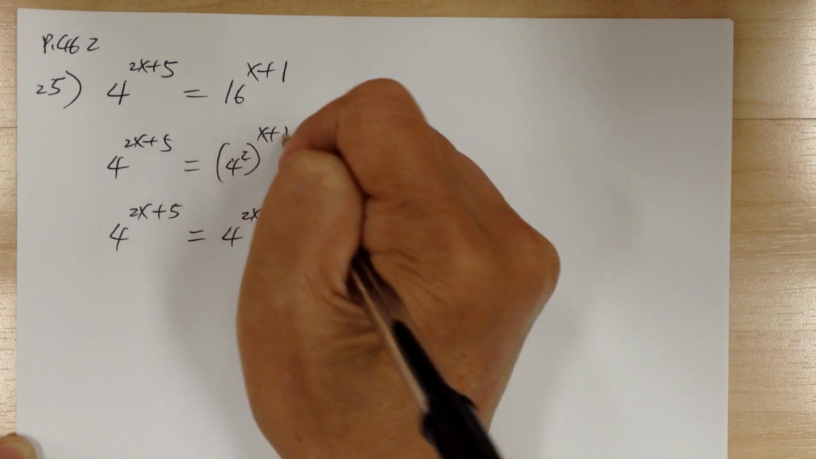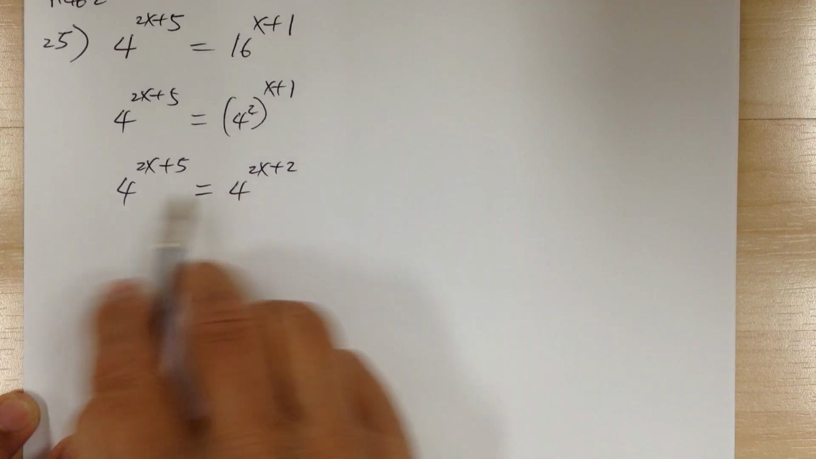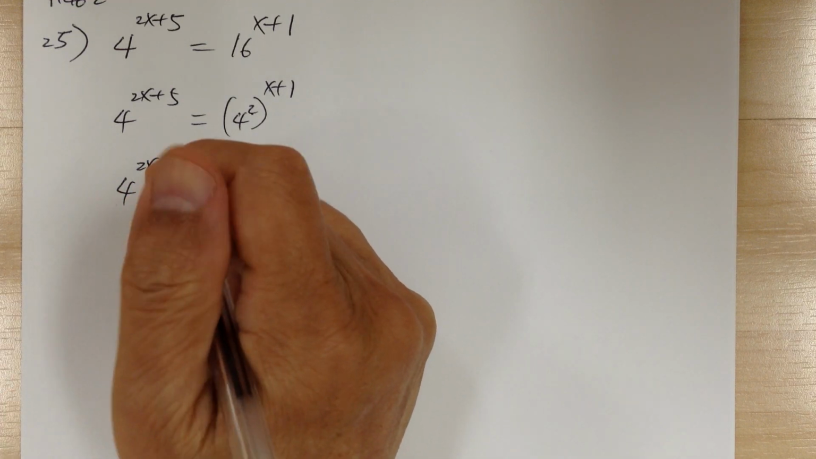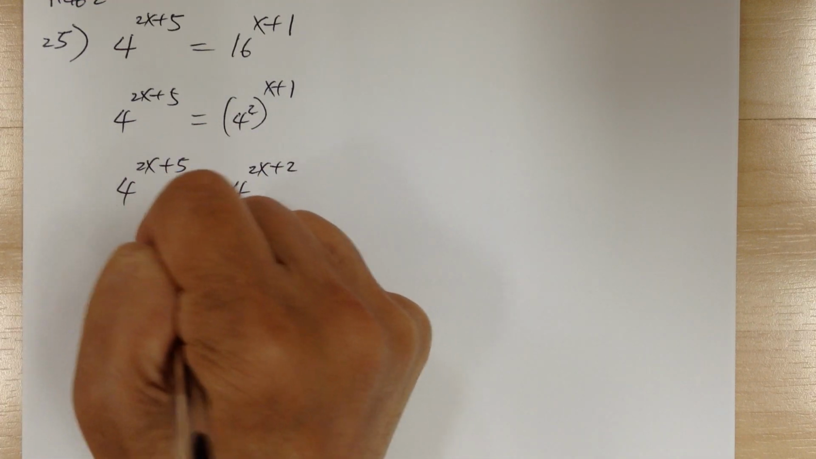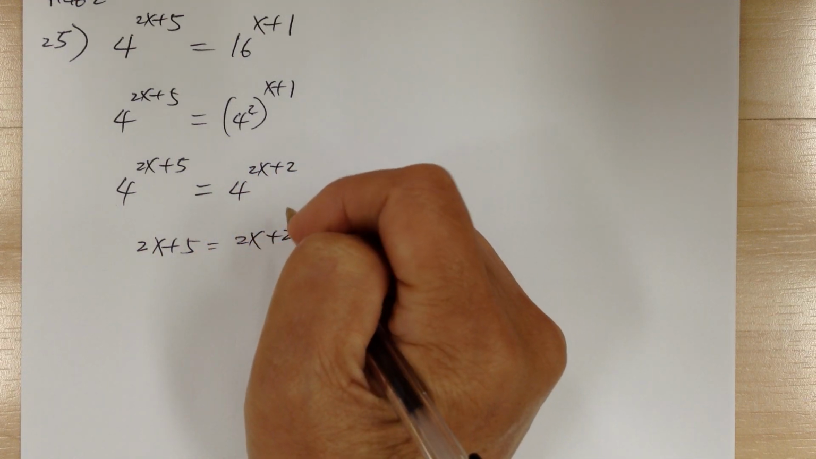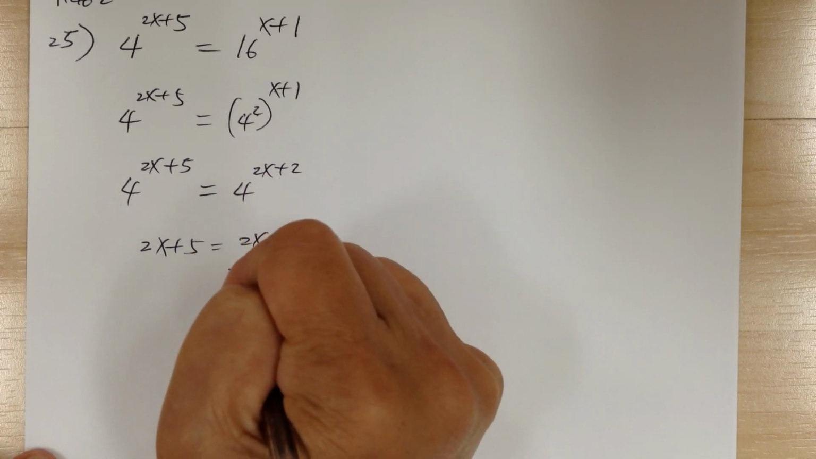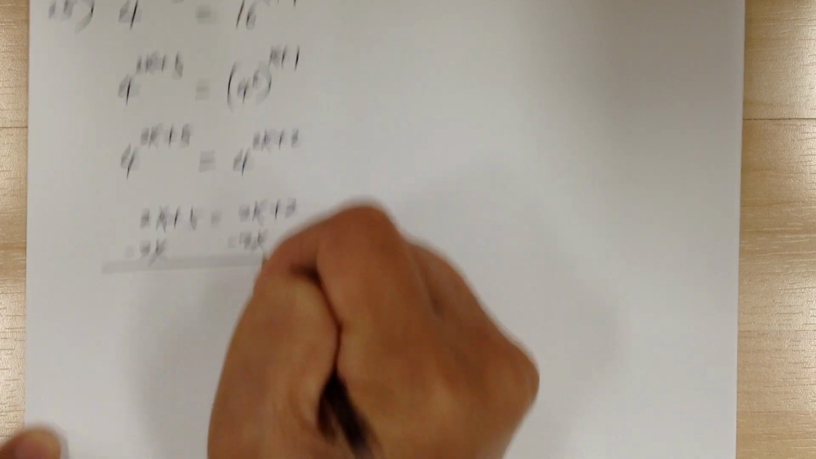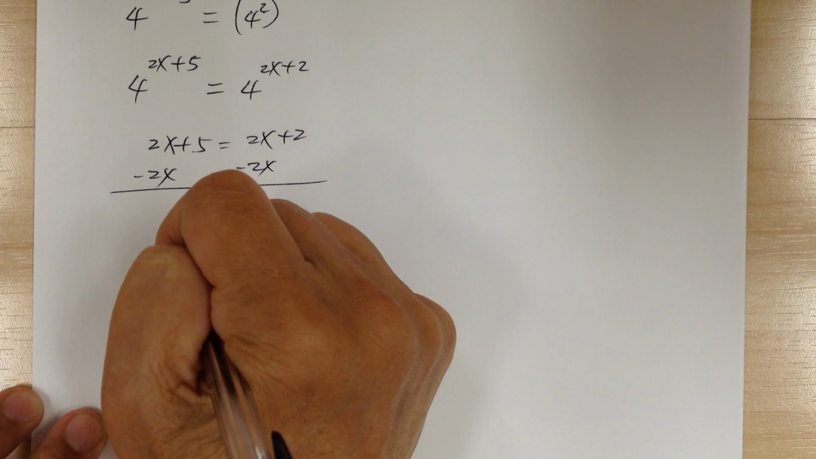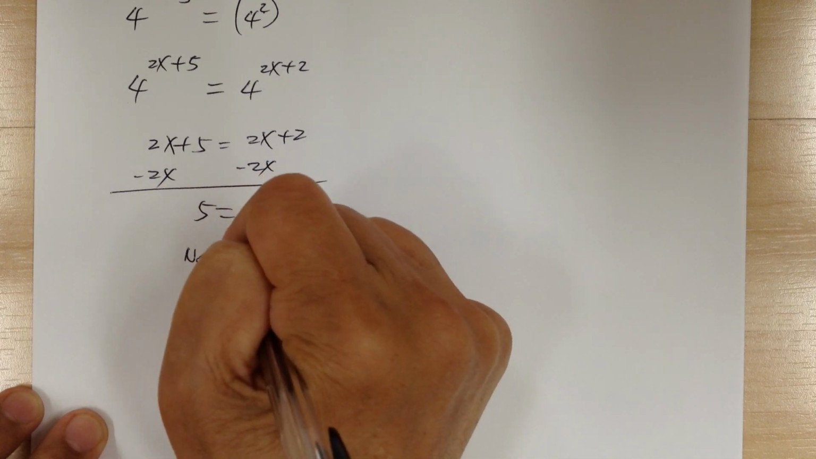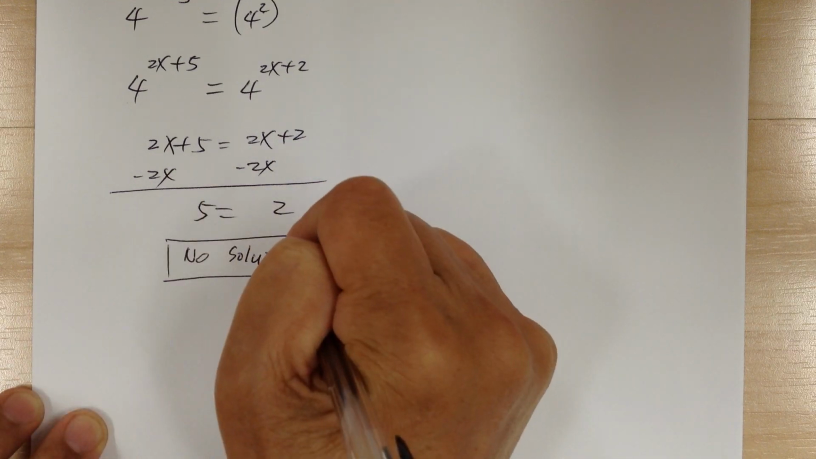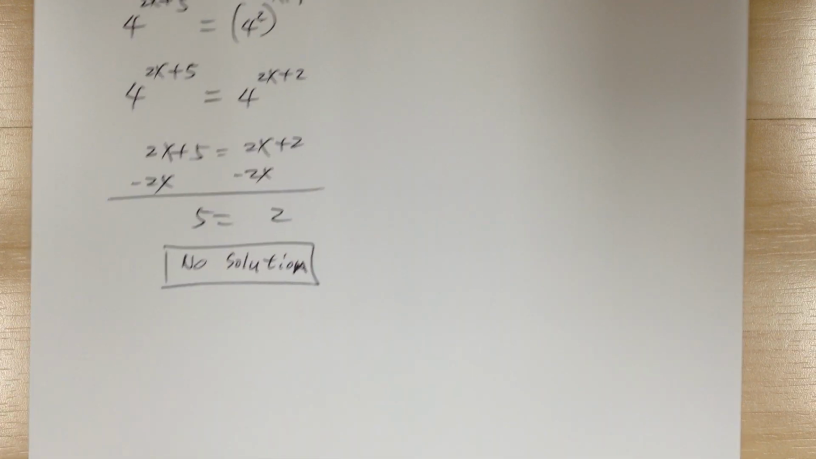Now you have to distribute. Now you can go and match two sides now. So you got 2x plus 5 equal to 2x plus 2. Then you minus 2x on both sides, try to consolidate your variable. Then you got 5 equal to 2. And that's impossible, right? So in this case, there would be no solution, because this is impossible.